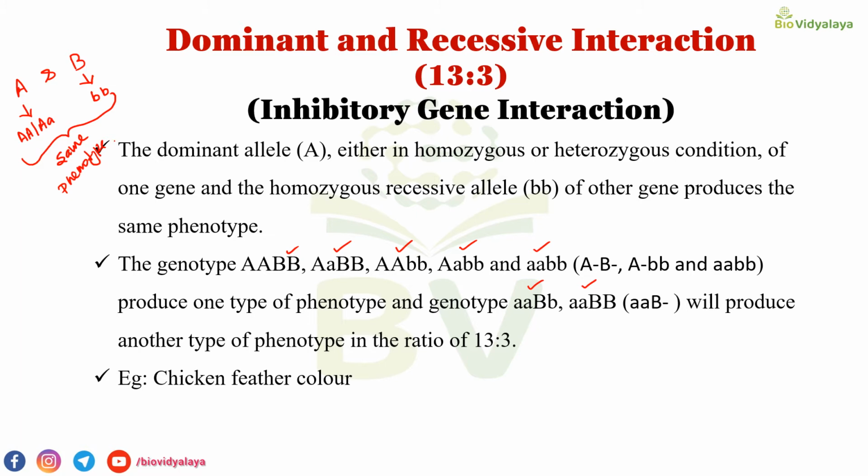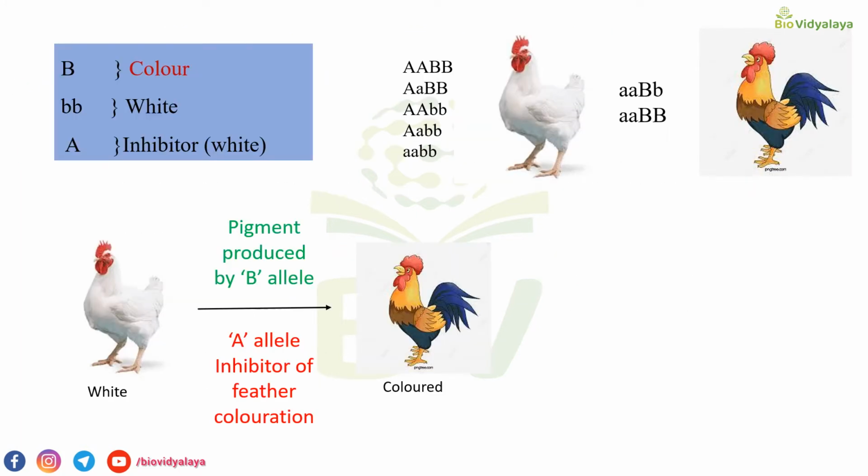An example is chicken feather color. You can take any letters for representing genes. In all our lecture videos about epistasis, we took A and B as genes. So here also I am taking A and B as genes. And here the dominant form of the gene B is responsible for pigment formation, that means the color. And the recessive form of the gene B, or the mutant form of gene B, does not code for any color or pigment, so white.